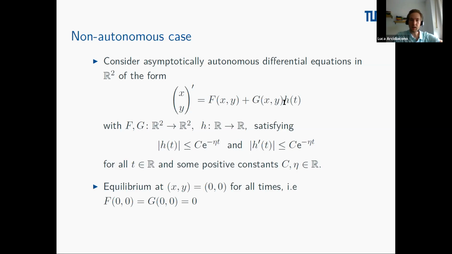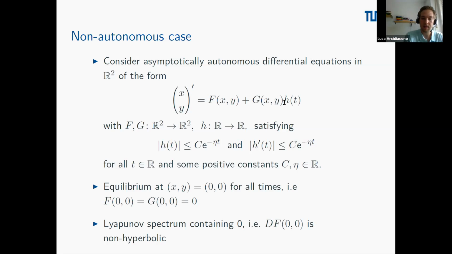And we again assume that we have some equilibrium point, for simplicity at the origin, for all times t. What we now assume is that we still have some form of non-hyperbolicity, meaning that the Lyapunov spectrum of the origin contains 0. And since the equations are in the asymptotic limit autonomous, the Lyapunov spectrum is just given by the real parts of the eigenvalues of the linearization of f, meaning that we suppose that f of 0 is non-hyperbolic.